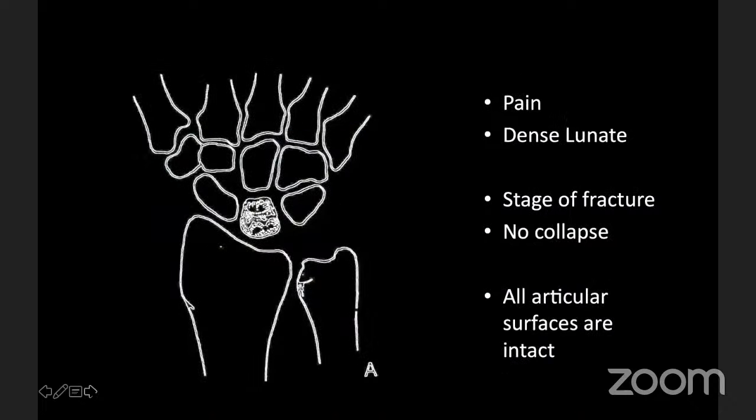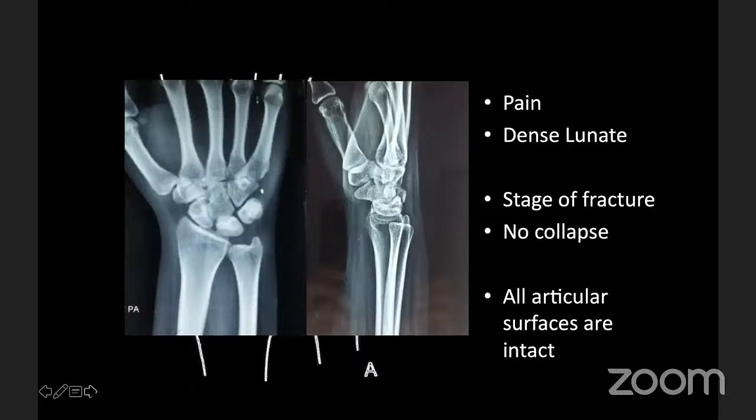Slowly, this would progress to a lunate which is dense. The pain continues. At this stage, fracture is very common. However, the lunate is still holding its architecture and there is no collapse. All articular surfaces are intact. This is how the X-ray would look at this stage. There would be a dense lunate.